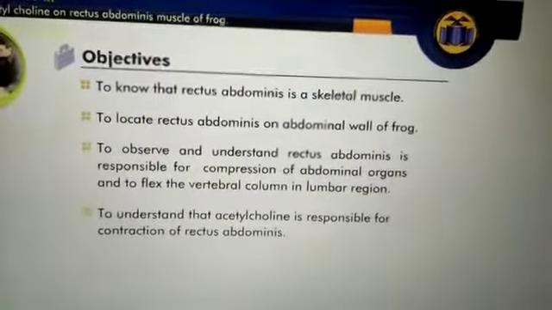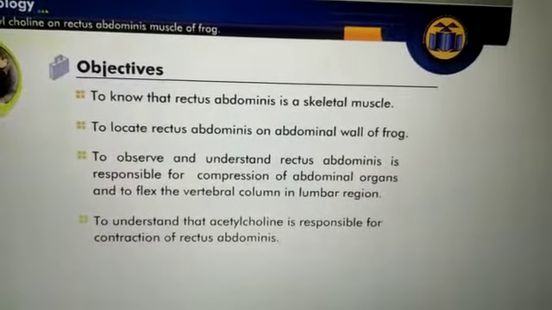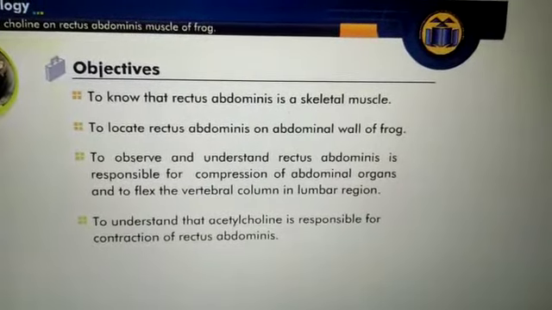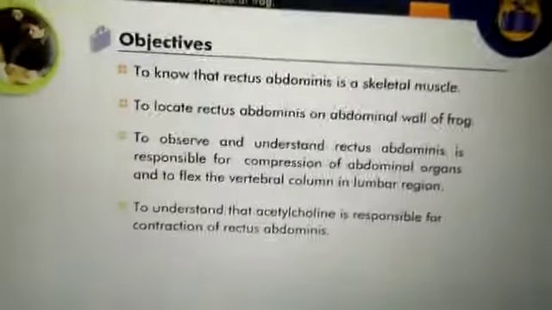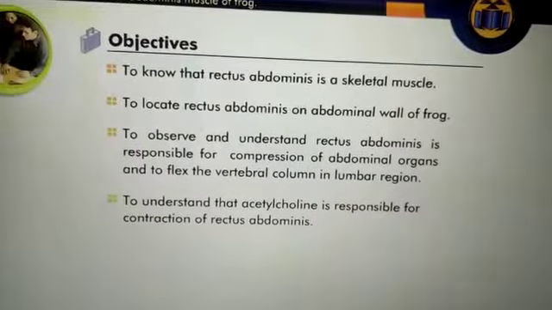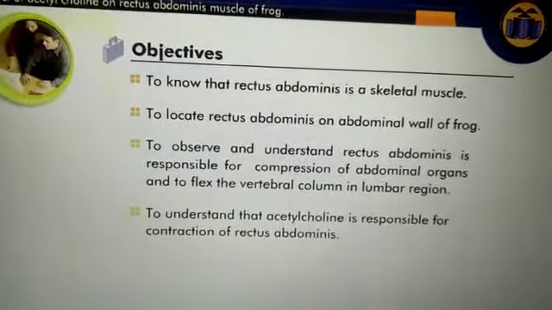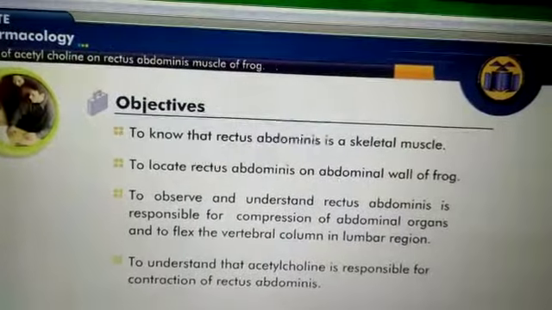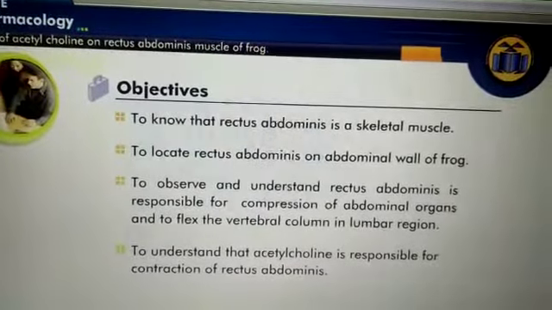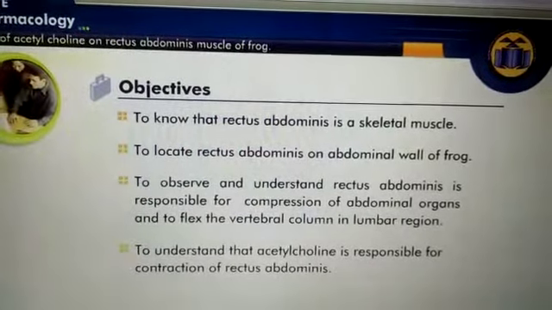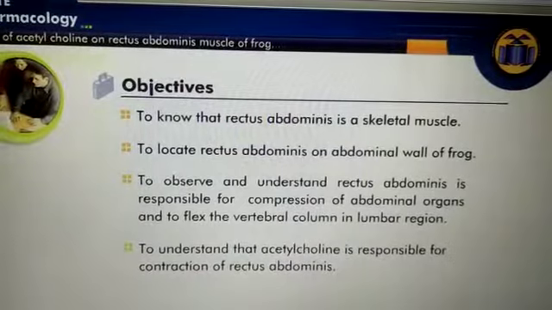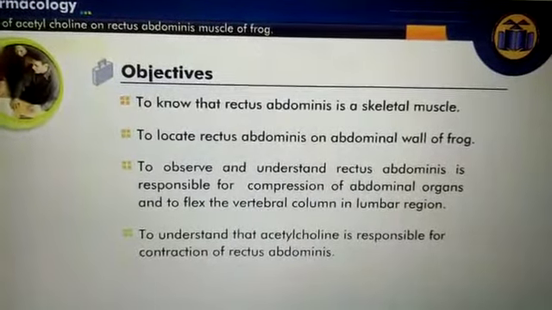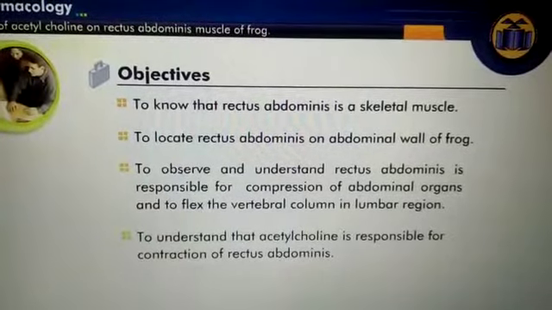Rectus abdominis is a skeletal muscle. To locate rectus abdominis on abdominal wall of frog. To observe and understand, rectus abdominis is responsible for compression of abdominal organs and to flex the vertebral column in lumbar region. To understand that acetylcholine is responsible for contraction of rectus abdominis.